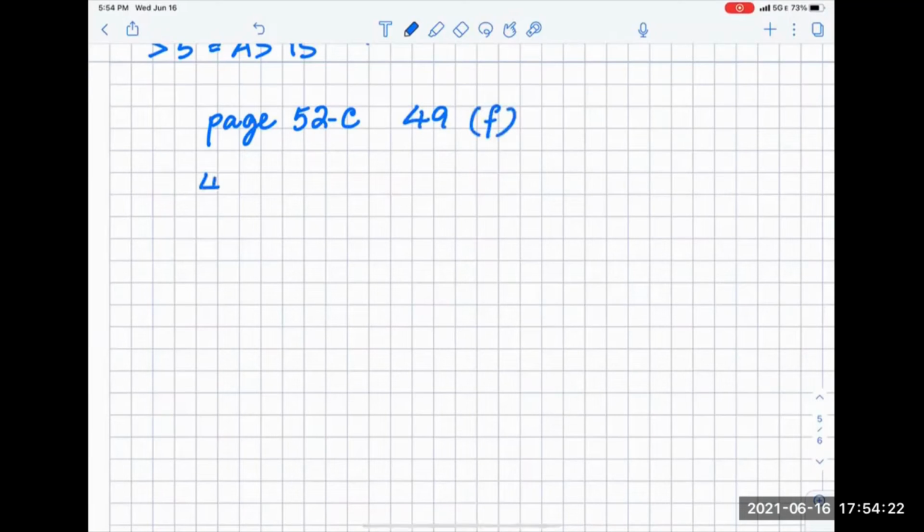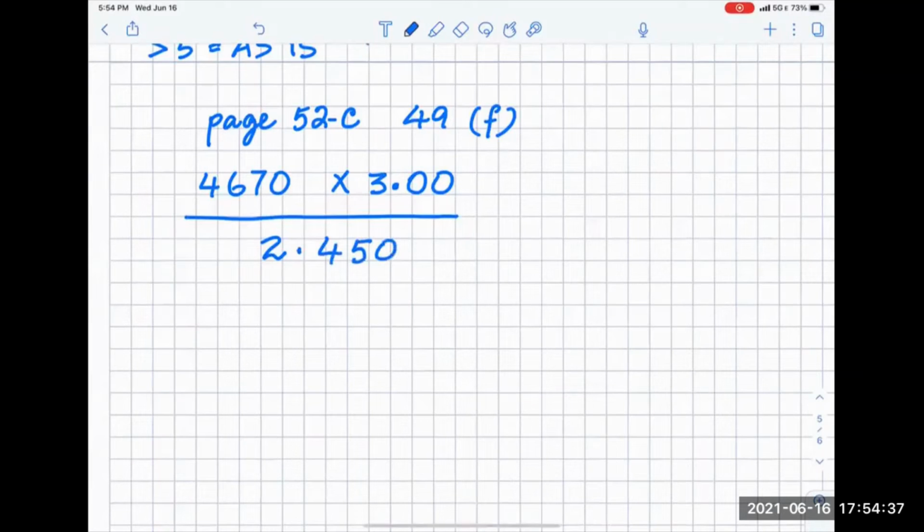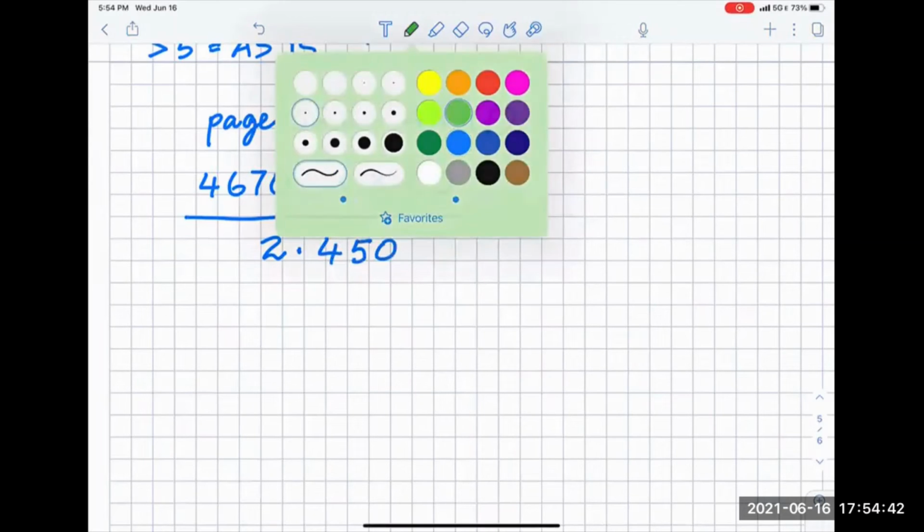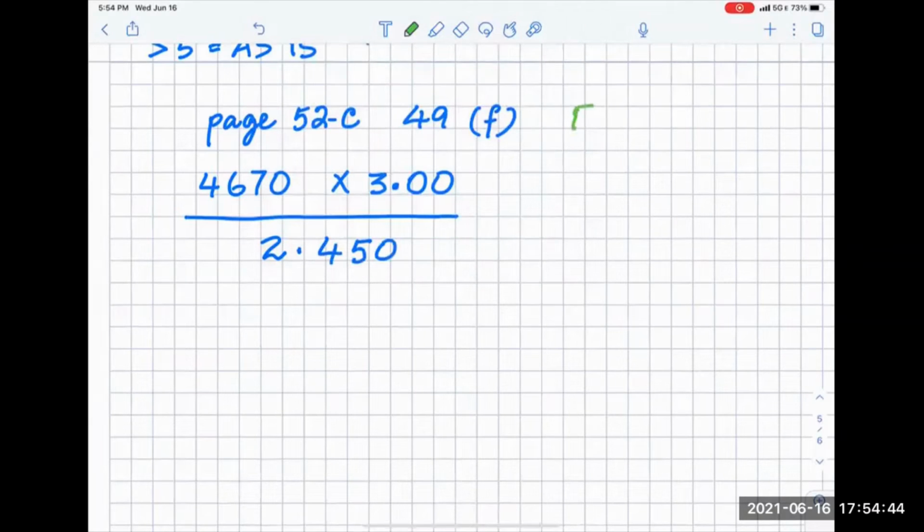4670 multiply by 3.00 divided by 2.450. Okay, when it's multiplication and division, the final answer will have the lowest significant figures. So now we are counting the significant figures here.